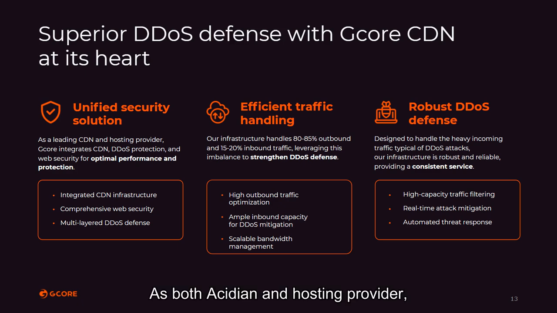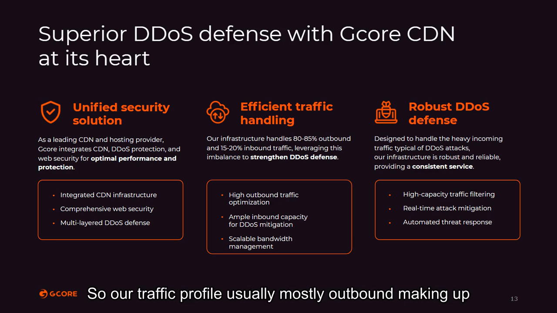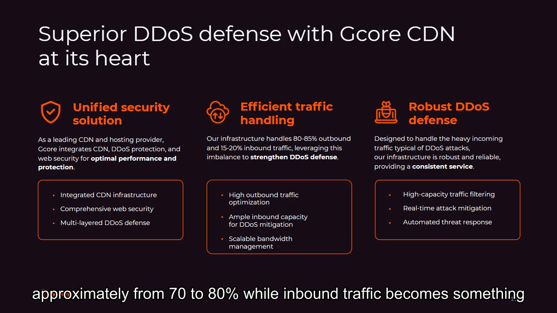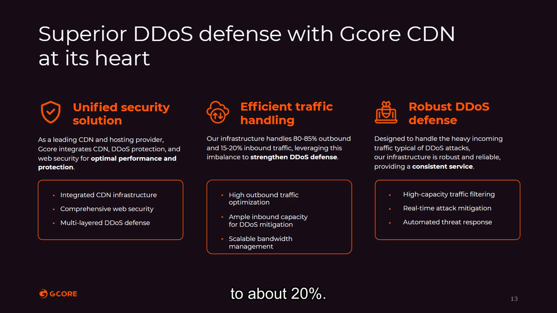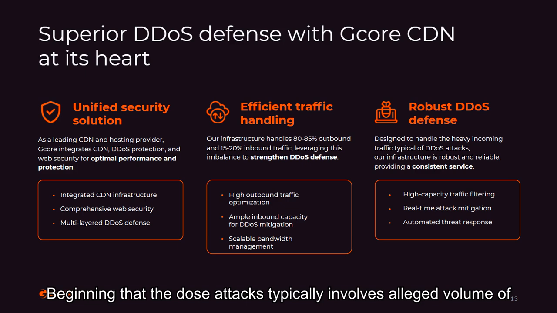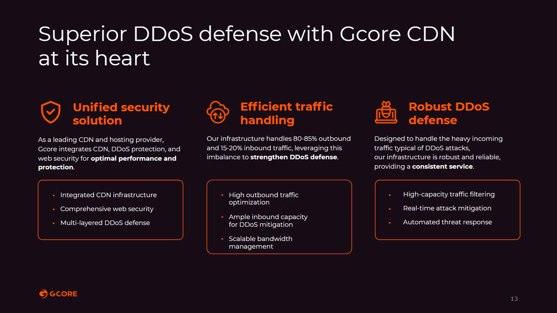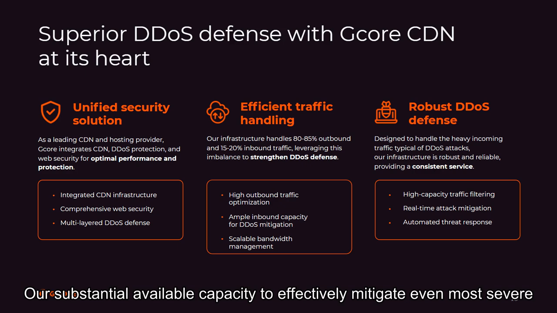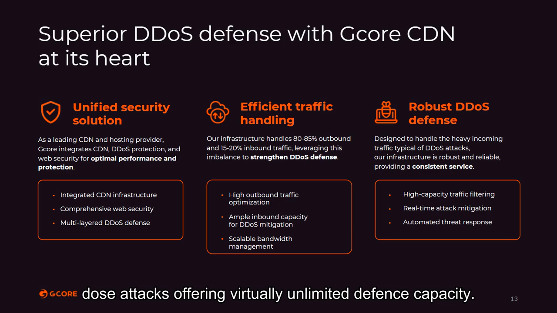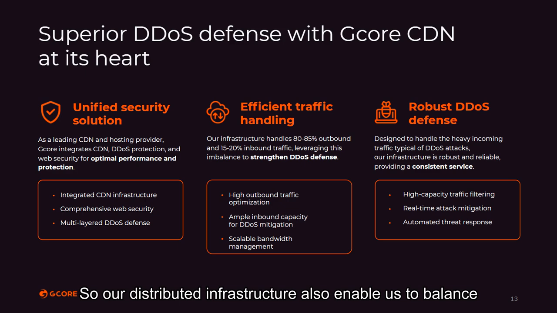As both a CDN and hosting provider, our company functions as a vast data repository. So our traffic profile is mostly outbound, making up approximately 70 to 80%, while inbound traffic accounts for about 20%. Given that DDoS attacks typically involve a large volume of incoming traffic, we leverage our substantial available capacity to effectively mitigate even the most severe DDoS attacks, offering virtually unlimited defense capacity.